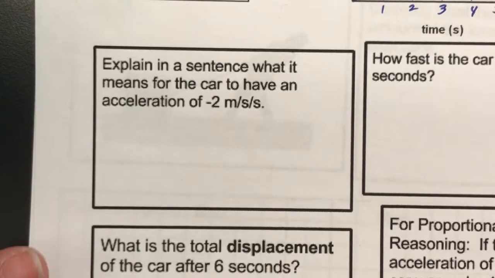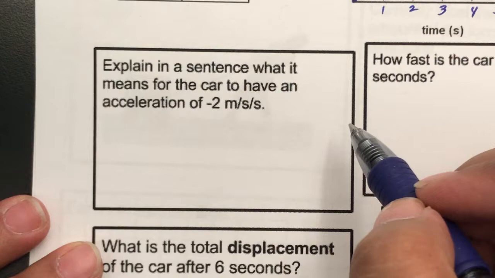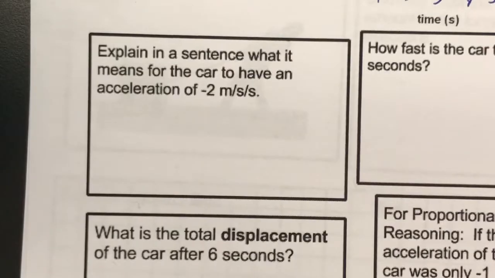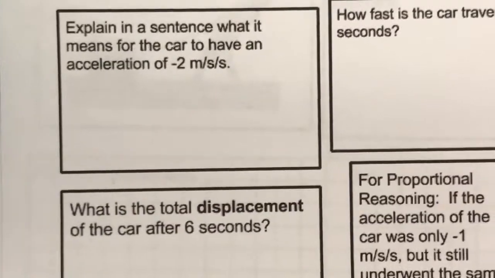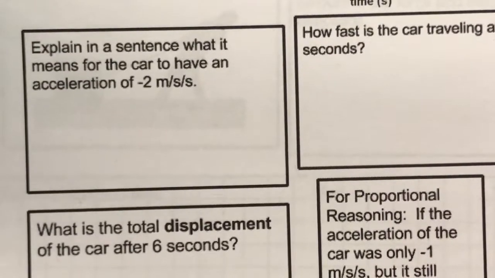Then we're going to explain in a sentence what it means for the car to have an acceleration of -2 meters per second squared. Sorry about that. That was some visitors who came in.